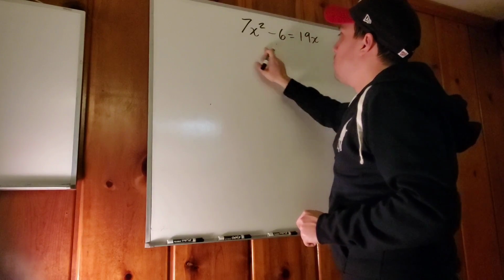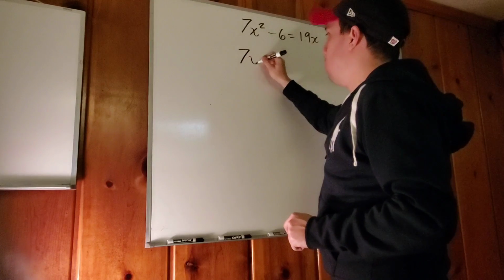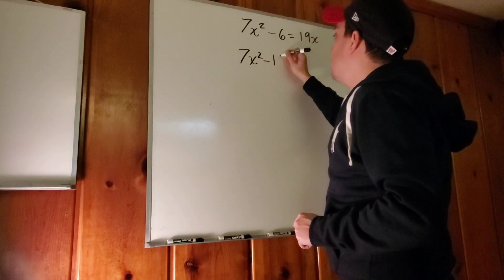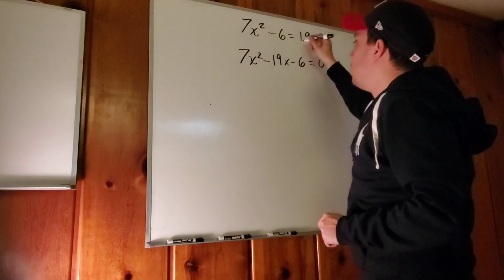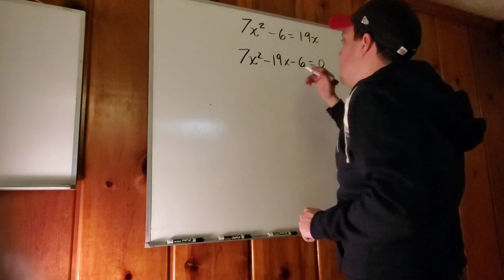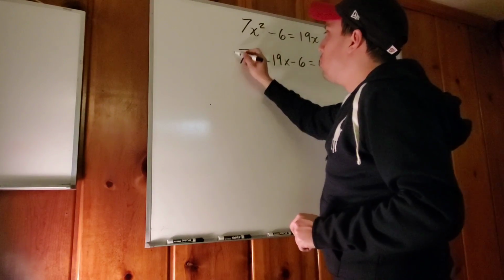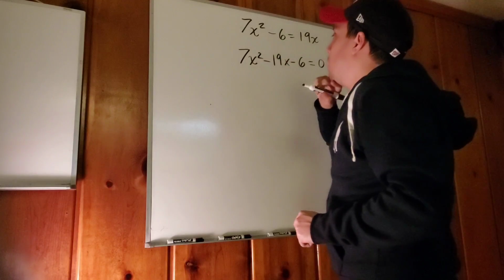Because it's positive, it's going to be negative. So when we move it, it's going to be negative. That's what I meant: 7x squared minus 19x minus 6 equals 0. Because we subtracted 19x on both sides, and now we get this. Now, pay attention, because in here we do have a leading coefficient.